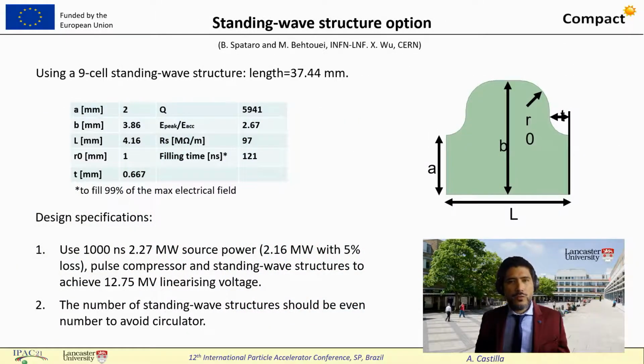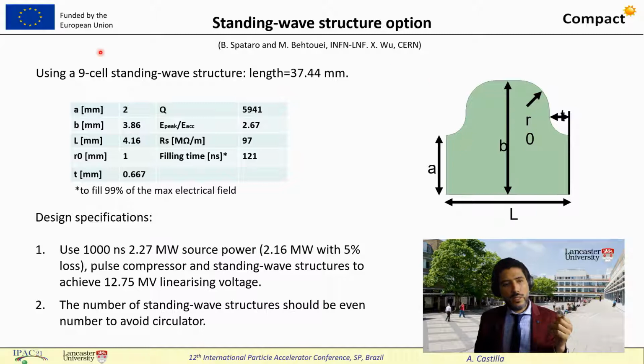So we have looked also into standing wave options for the structure of the linearizer, where the design specifications remain the same as for the traveling wave, meaning 12.75 megavolts of linearizing voltage, using a 1 microsecond pulse coming from our RF sources that deliver up to 2.16 megawatts of power. With the additional constraint that for standing wave we always have to have pairs, just to have hybrids in between and avoid reflections to the RF sources without the need of high power circulators.